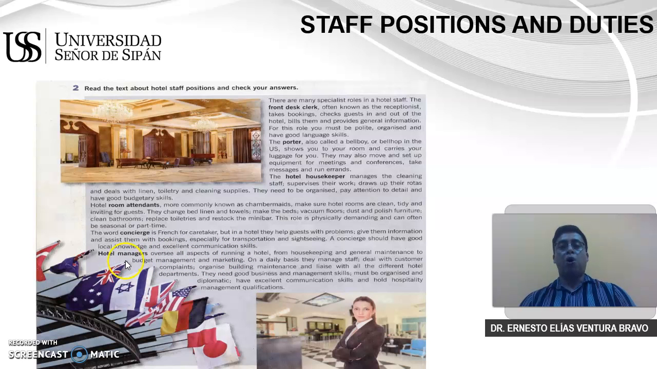The next one, hotel managers oversee all aspects of running a hotel, from housekeeping and general maintenance to budget management and marketing. On a daily basis, they manage staff, deal with customer complaints, organize building maintenance, and liaise with all the different hotel departments. They need good business and management skills, must be organized and diplomatic, have excellent communication skills, and hold hospitality management qualifications.